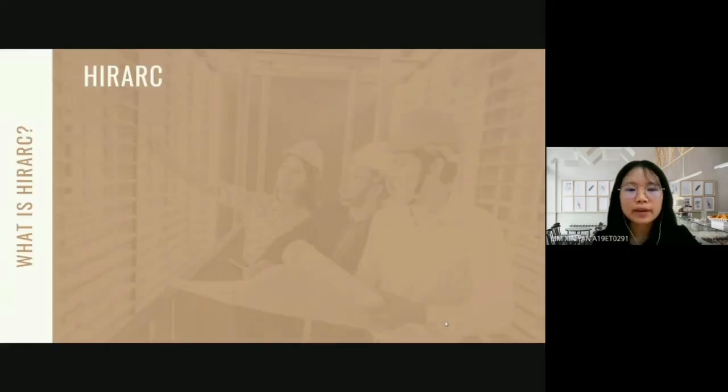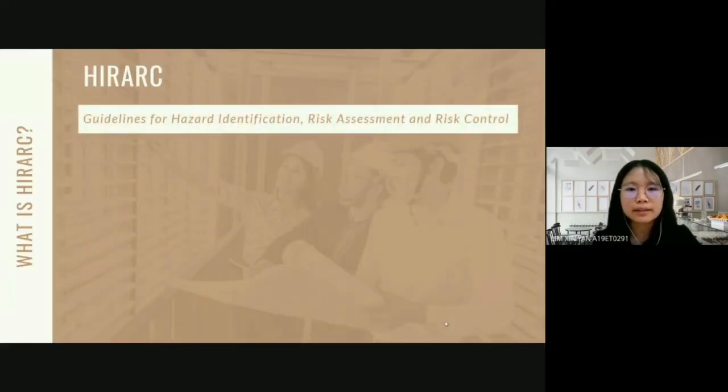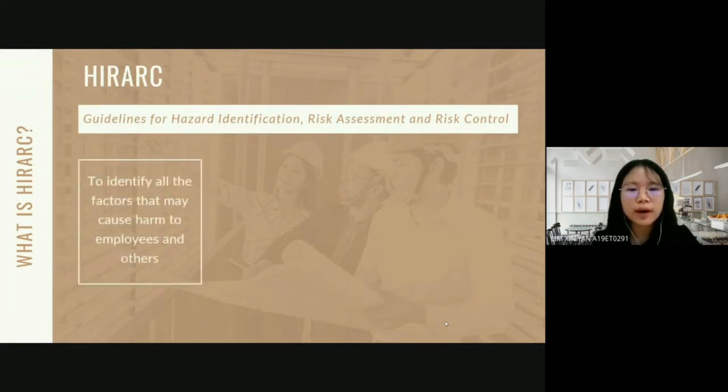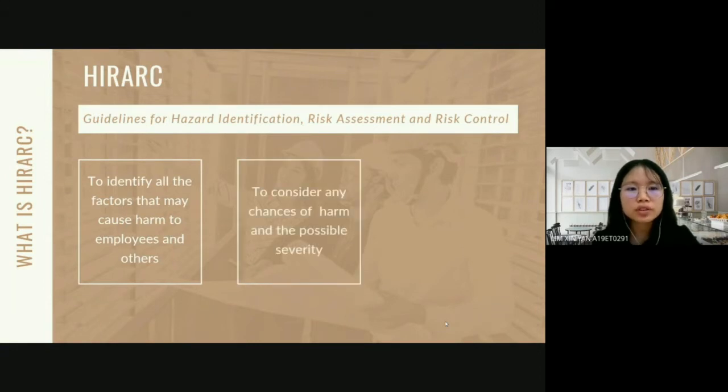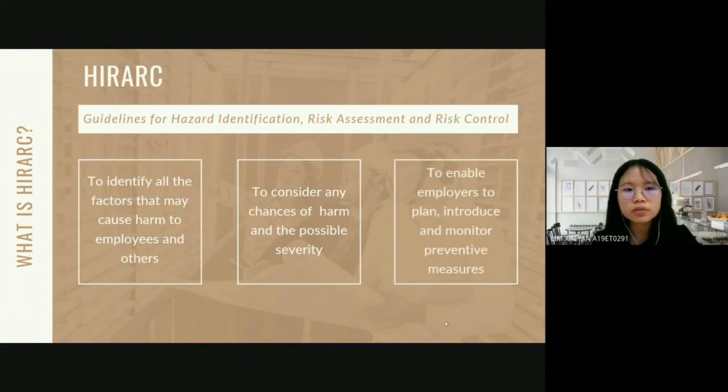So, what is HIRARC? HIRARC is the guidelines for hazard identification, risk assessment, and risk control. It is used to identify all the factors that may cause harm to employees and others, to consider any chances of harm and the possible severity, and to enable employers to plan, introduce, and monitor preventive measures.